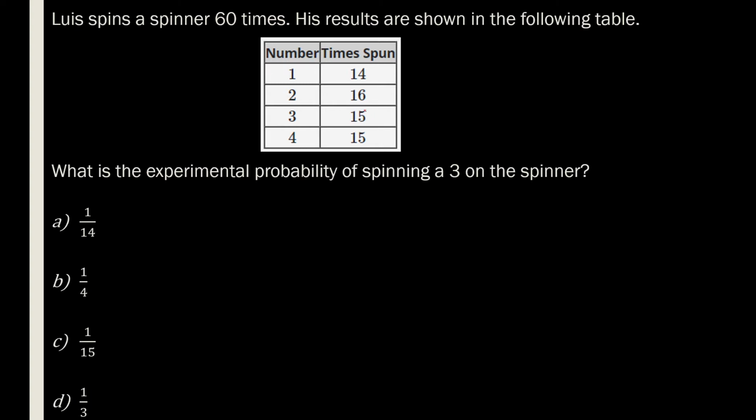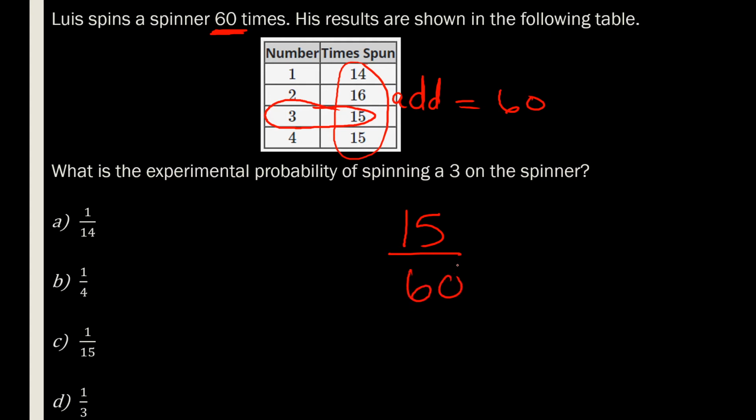Okay, so if I look at my table here, it says that he landed on a 3 15 times. And I know he spun his spinner a total of 60 times. So if I were to take all of these here and add them together, I would get 60. So 60 is my total, which goes on the bottom. And then the last thing to do is to simplify.